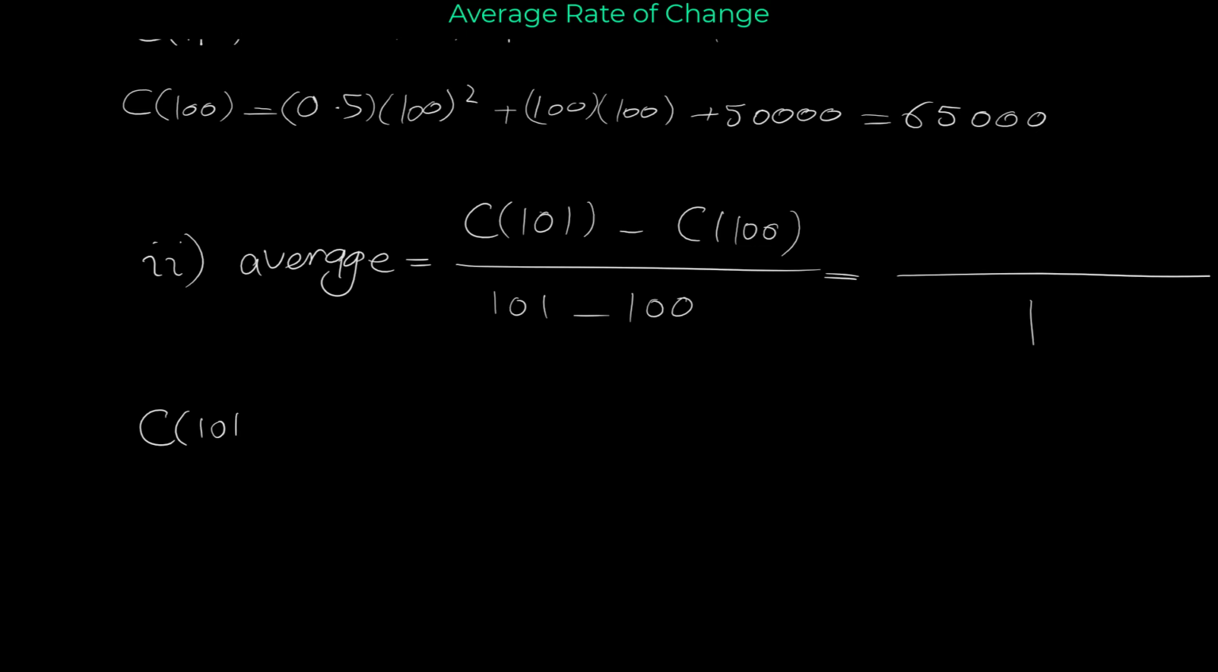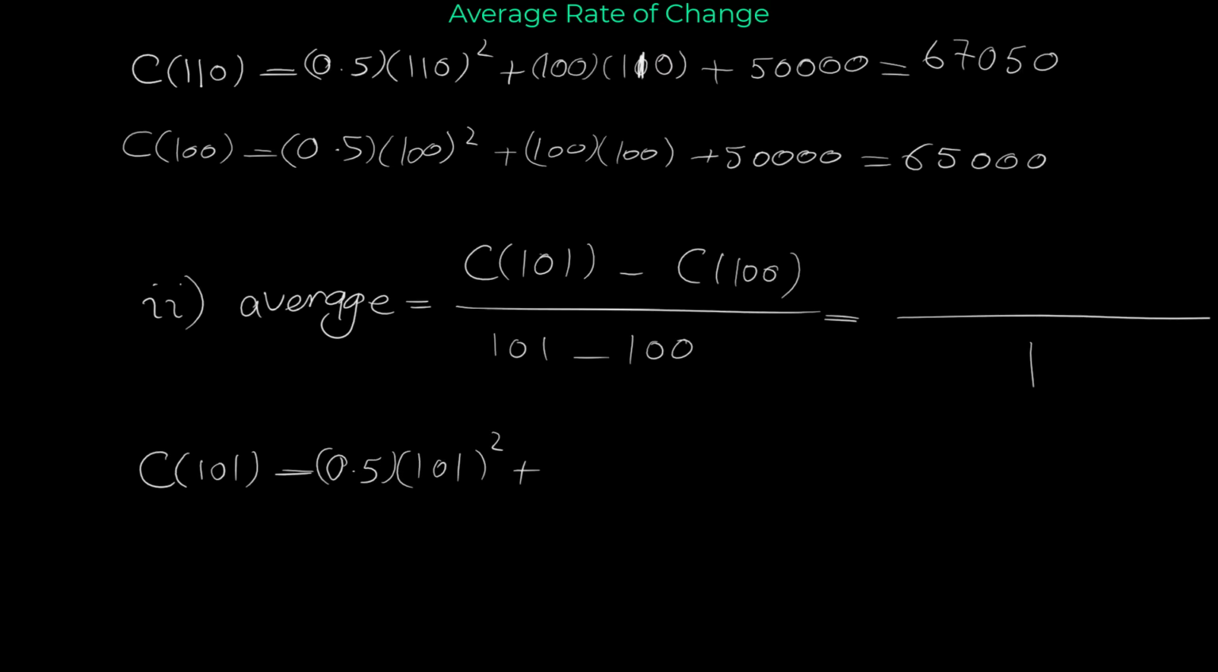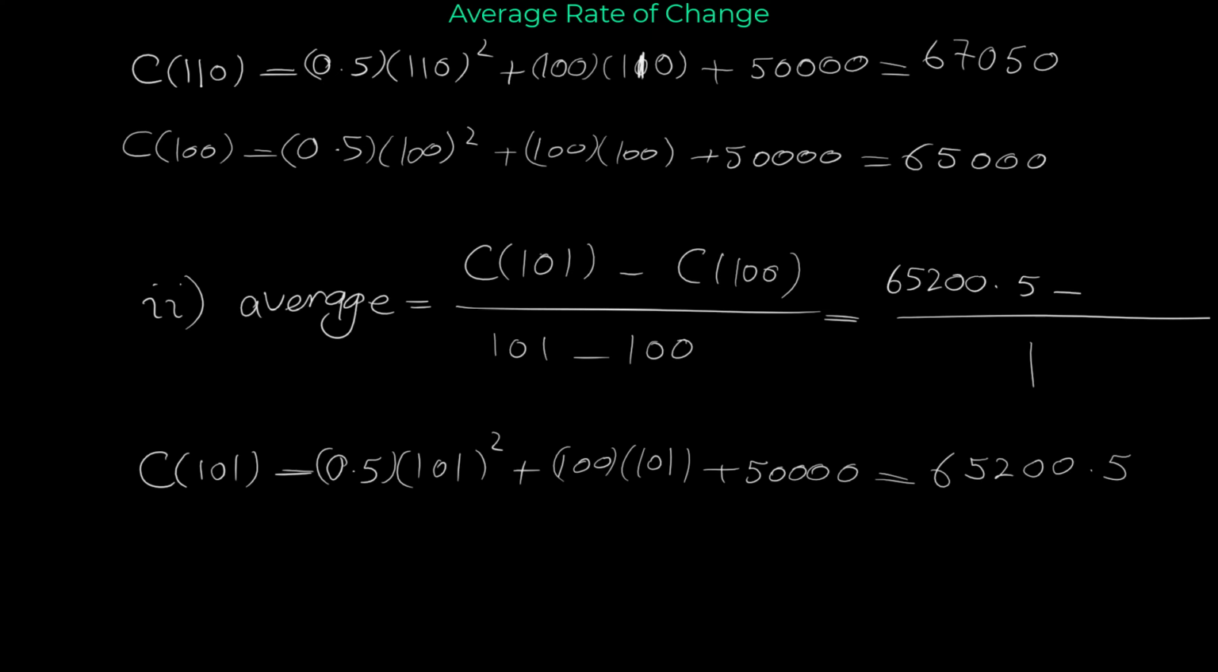The cost of production when we make 101 units. If we plug in 101 in the given equation, it would be 0.5 times 101 squared plus 100 times 101 plus 50,000. If you use a calculator to find this value, it equals 65,200.5. Then 65,200.5 minus, we had this value from the previous part, 65,000, over 1.